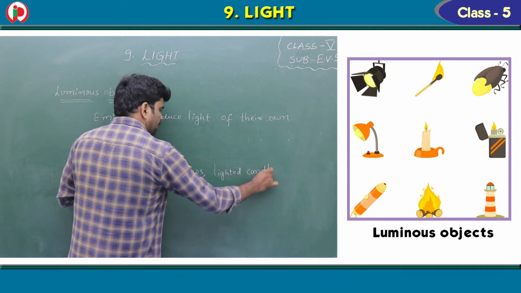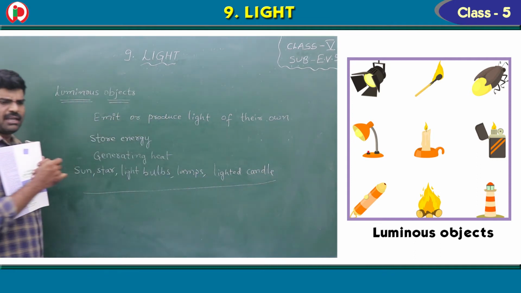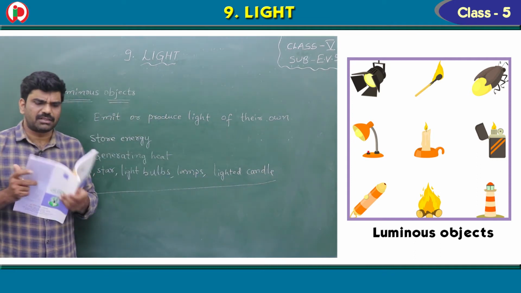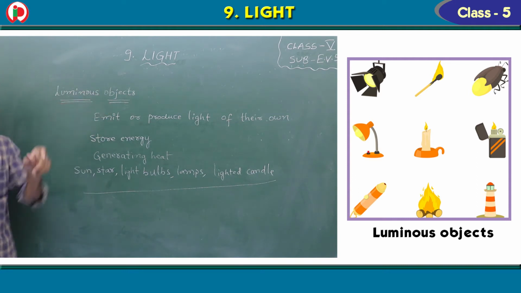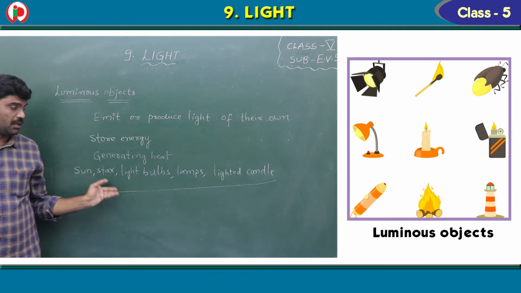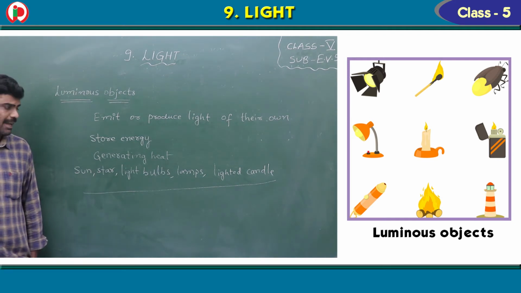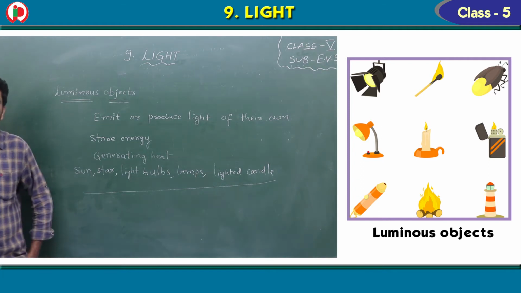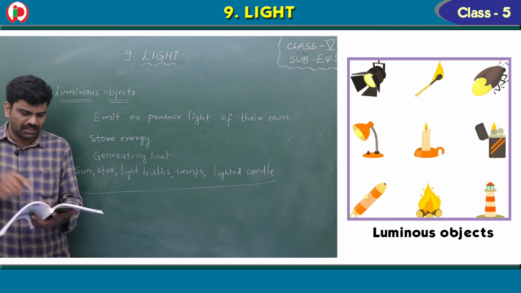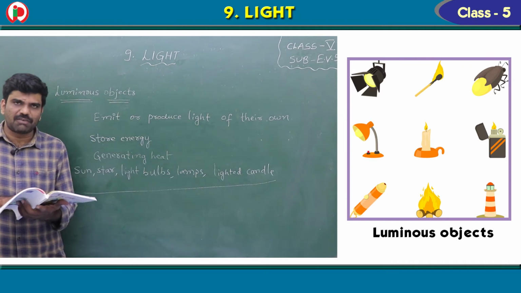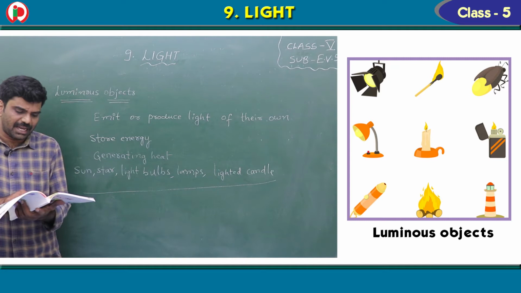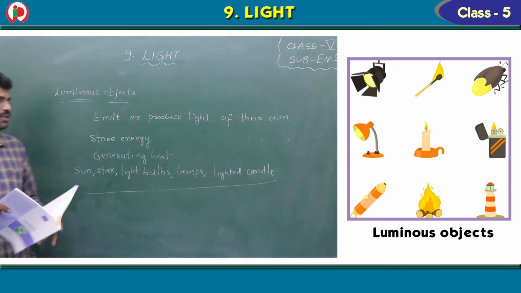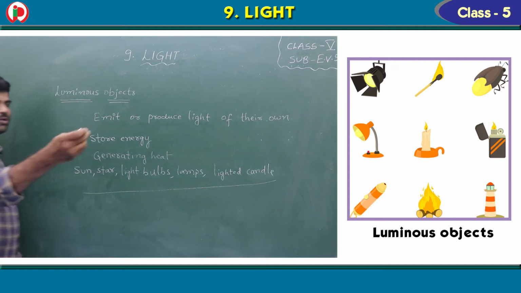Lighted candle. So all these are examples of luminous bodies. If you go for the sun, yes, the sun emits light and generates heat also. Like stars, light bulbs, lamps, lighted candles, all these are sources of energy and sources of light, and examples of luminous objects. Luminous objects may again be classified into two.